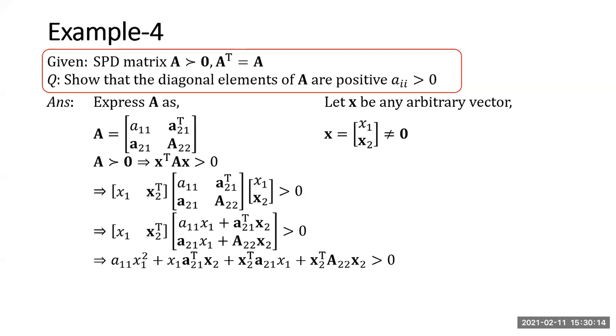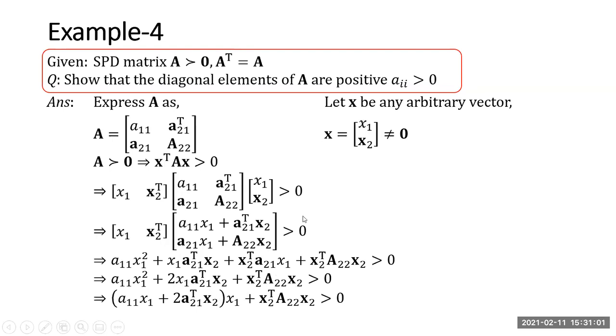No. Okay. And now we can see that the second term and the third term are actually the same, because they're scalars and one is the transpose of the other. Hence this x transpose A x reduces to A11 x1 squared plus twice x1 A21 transpose x2 plus x2 transpose A22 x2 greater than 0. Now, x is anything arbitrary, right? We are free to choose any x. And anyway, this is greater than 0. This is what we landed up with.